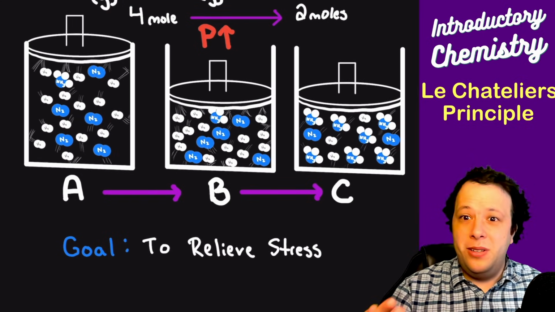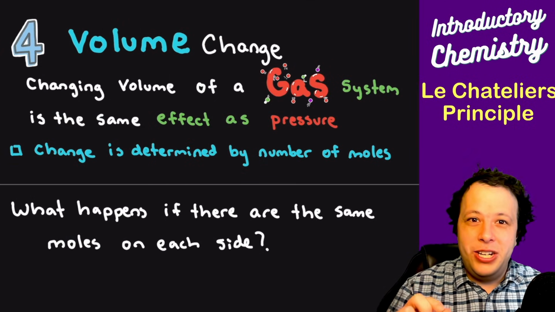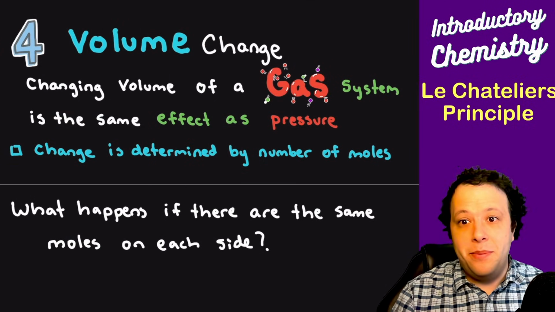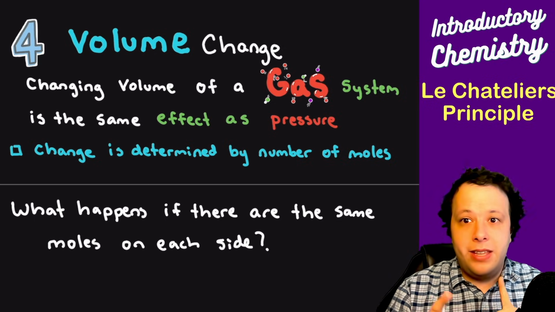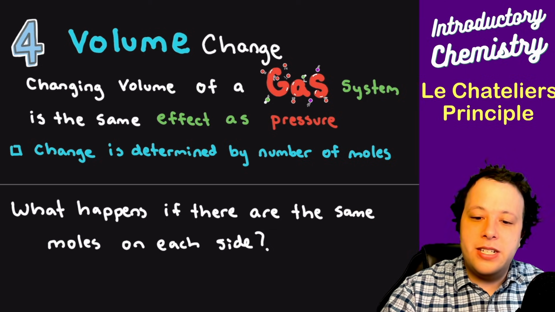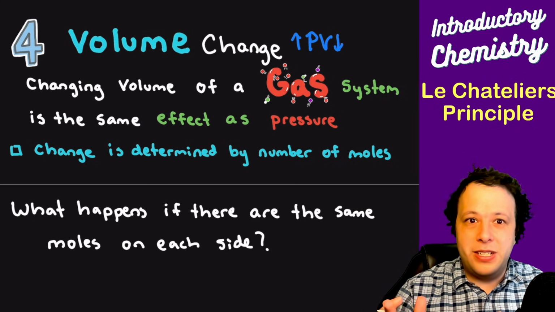So now let's look at volume, which is going to be very similar to this. The good news is that when you change the volume of a gas in a system, it's going to have the exact same effect as pressure. But you have to remember that they are an inverse relationship. As pressure increases, volume is going to decrease. You have to remember those relationships: as one goes up, the other one goes down.